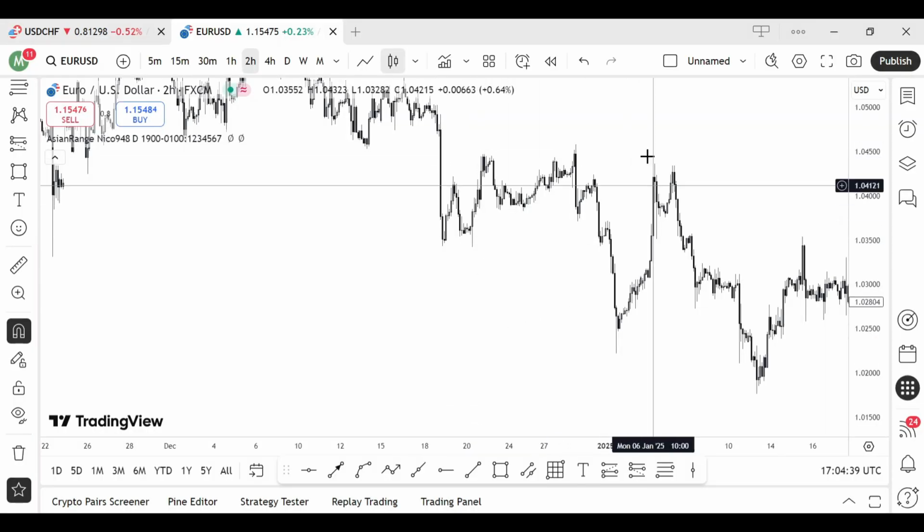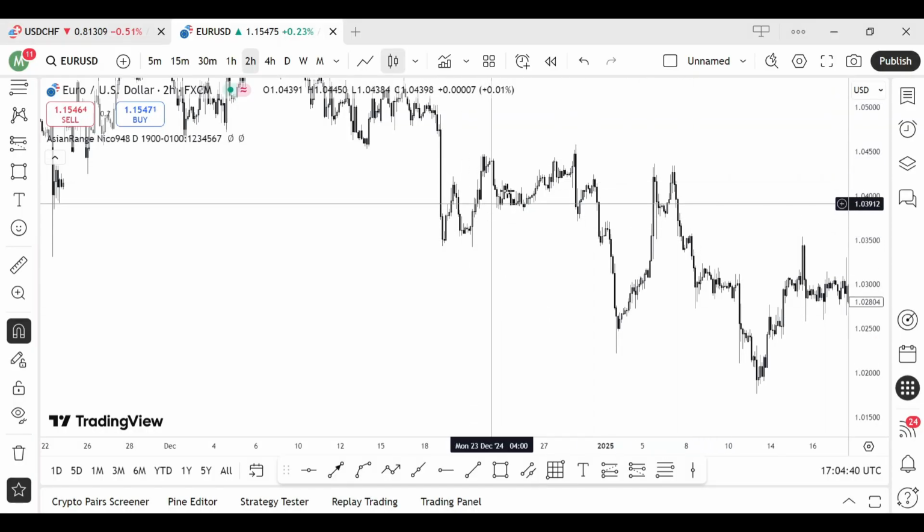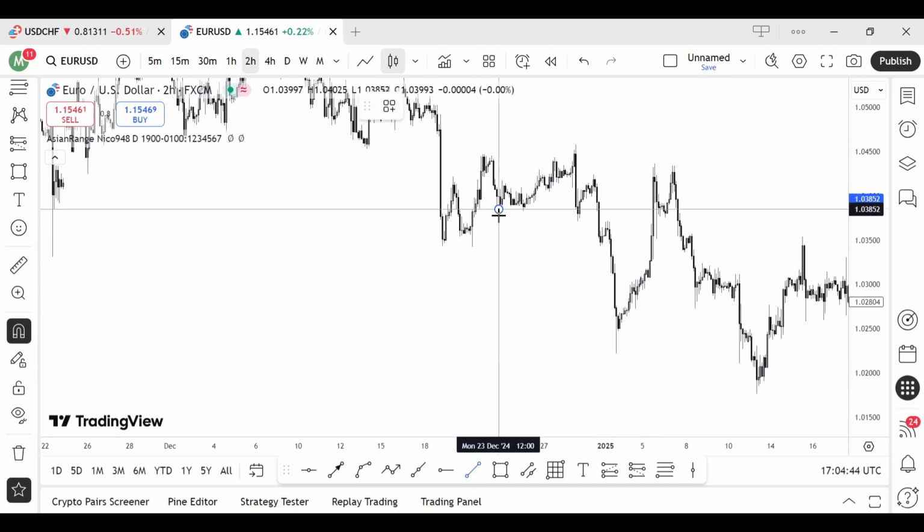You can clearly see in this chart that price is in a downtrend. How do we know that? Because price is breaking structure to the downside.